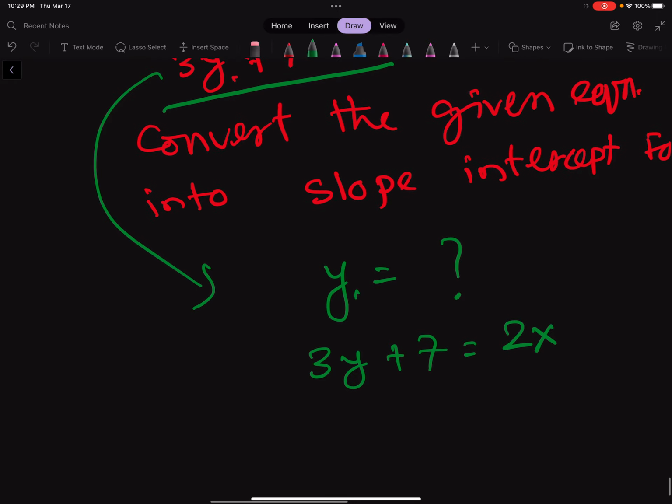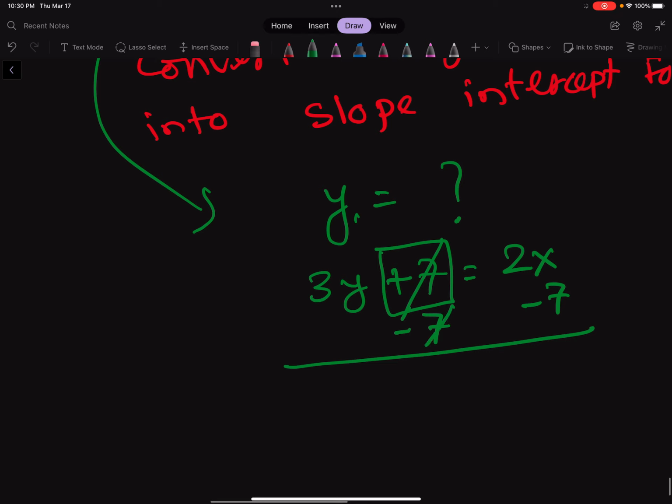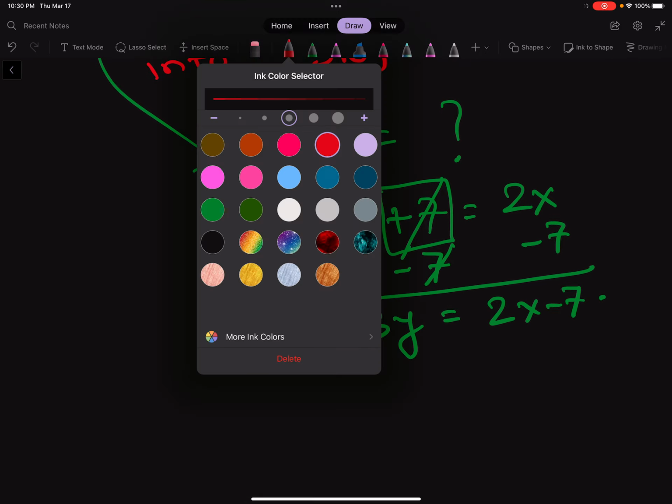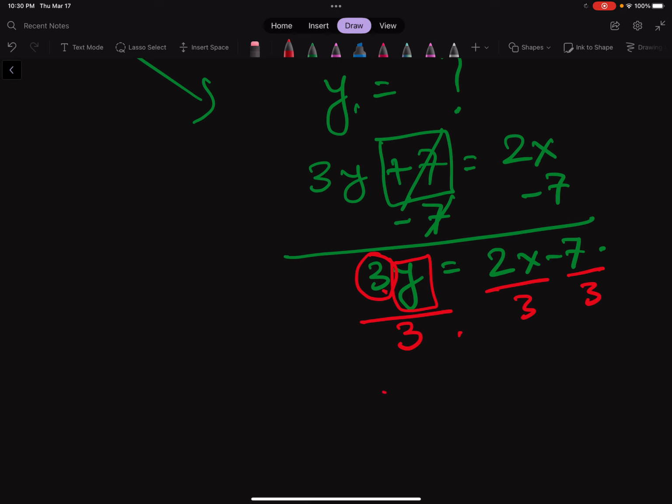So what should we do? First, we should get rid of this positive 7, so we subtract 7 from both sides. They cancel out. We have 3y equals 2x minus 7. Our job is to get y alone, so we have to undo this 3. We divide this by 3, and we divide the other side also by 3. So what do we have? y equals 2 over 3 x minus 7 over 3.